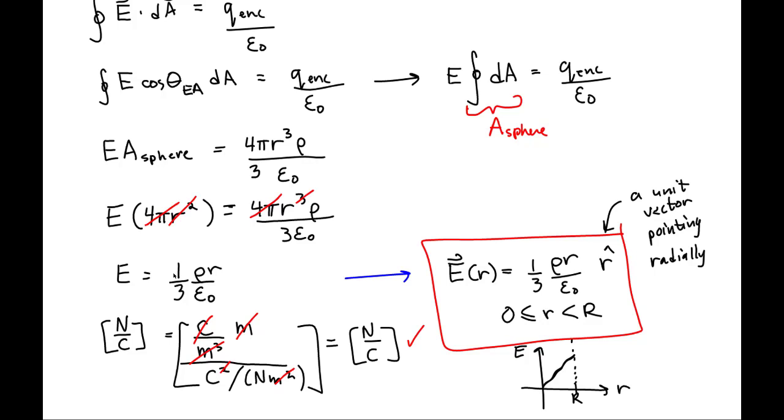Now let's figure out the electric field outside the ball of charge. So just redrawing our charge, we have a uniform charge distribution. And we are interested in the electric field that is outside of this uniform sphere of charge.